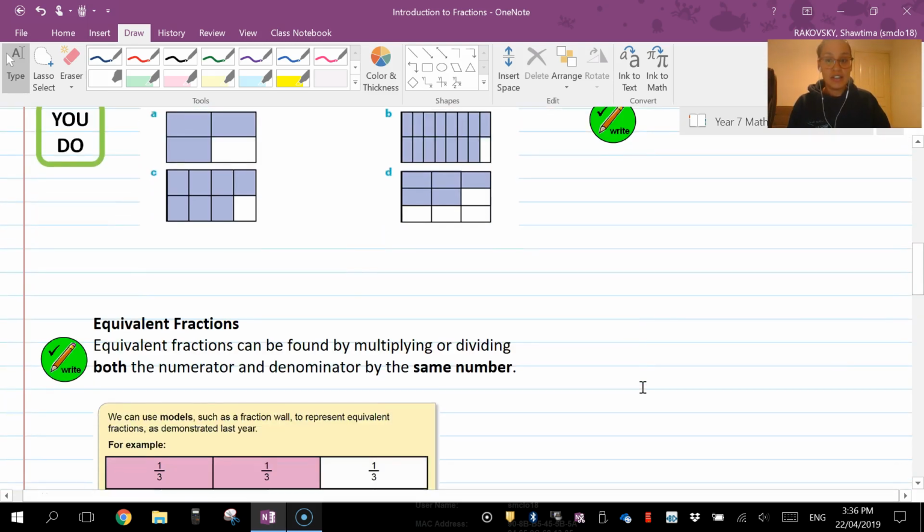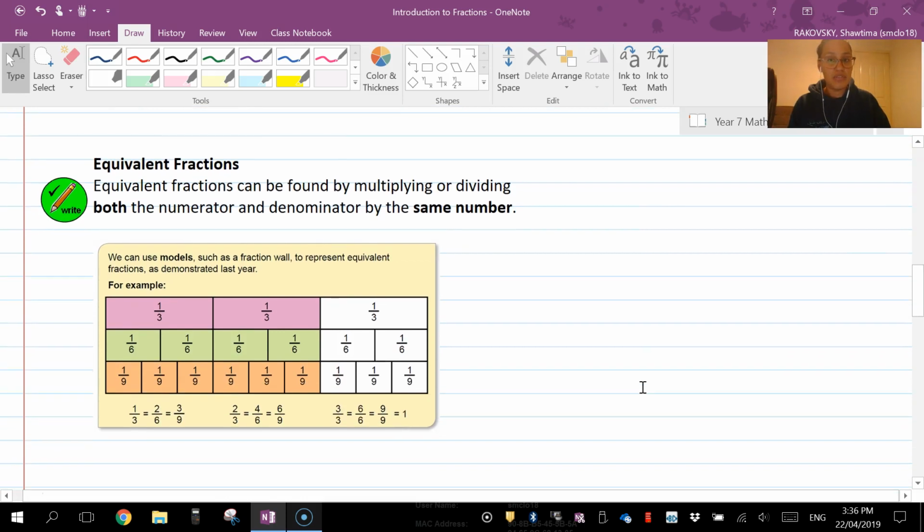Alright, so the next one here is equivalent fractions. Equivalent fractions is when we have fractions that might look different, but when we simplify them, so that means dividing both the numerator and denominator by a common factor, they all create the same simple fraction.